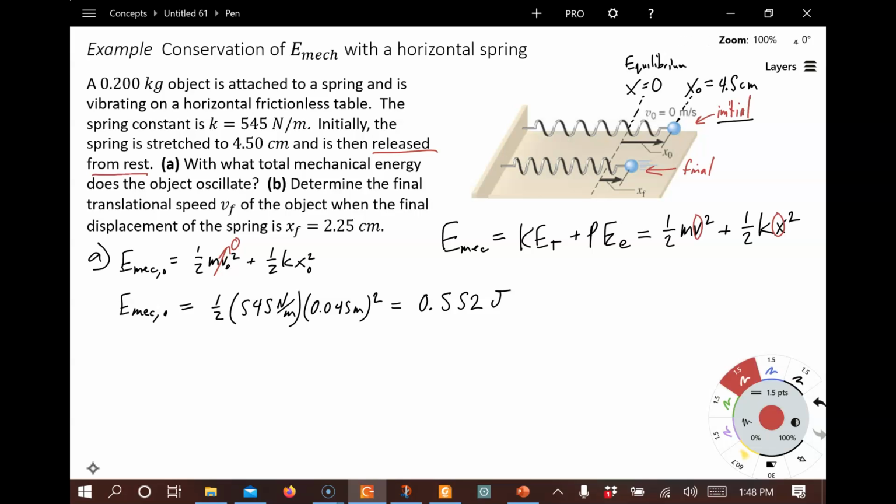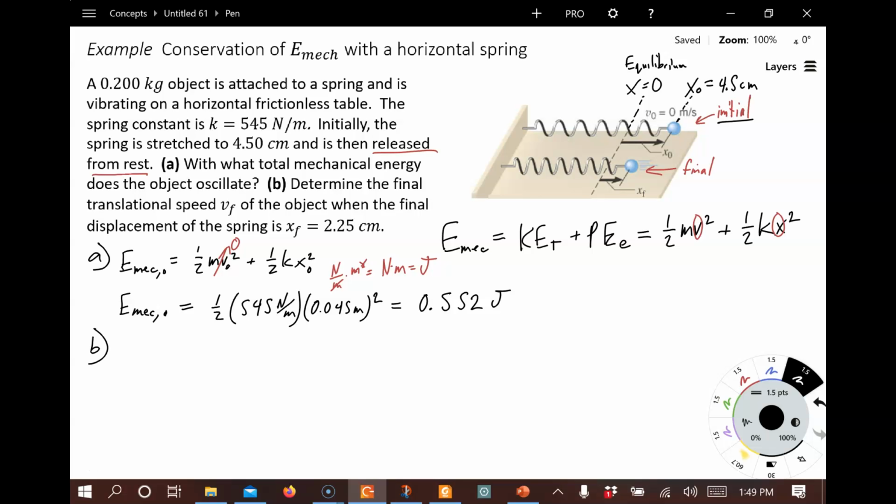Now we know the unit of energy is joules. Over here we see that we have a Newton per meter times a meter squared, which lets us cancel one of the meters out on the top. We get a Newton times meter, and that of course is a joule, so we're good to go there. Let's look at part B.